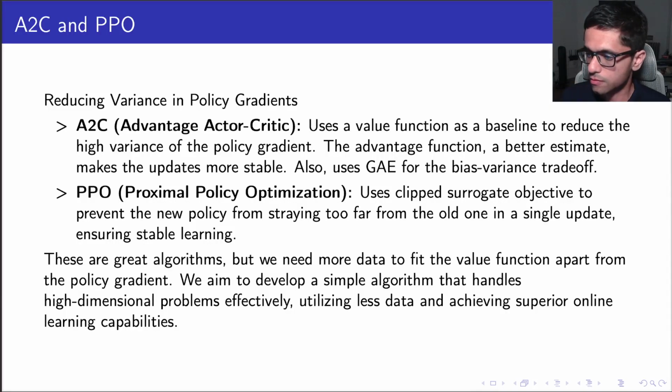That variance problem has led to some widely used and powerful algorithms. A2C, advantage actor critic, uses a value function as a baseline. This baseline helps give a stable estimate of how much better an action is than an average action at that state. It also uses generalized advantage estimation that balances the bias and variance trade off. On the other hand, proximal policy optimization uses a clipped surrogate objective to prevent the new policy from straying too far from the old one in a single update, ensuring stable learning.